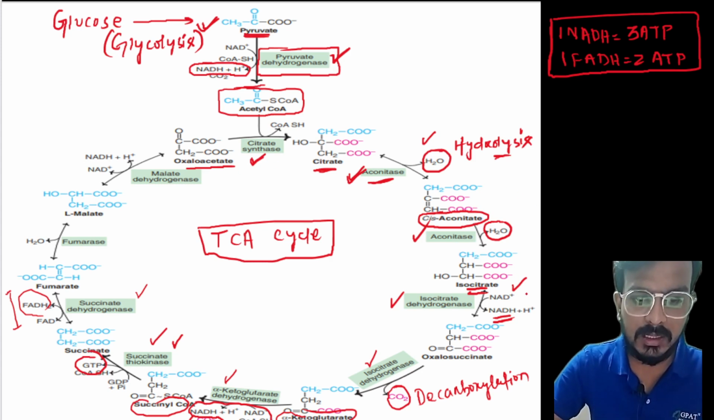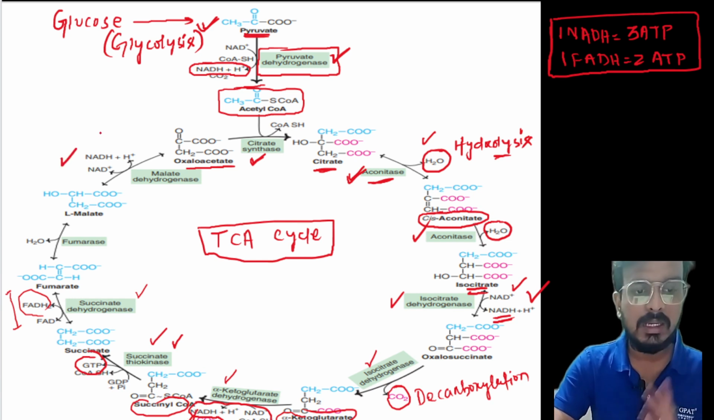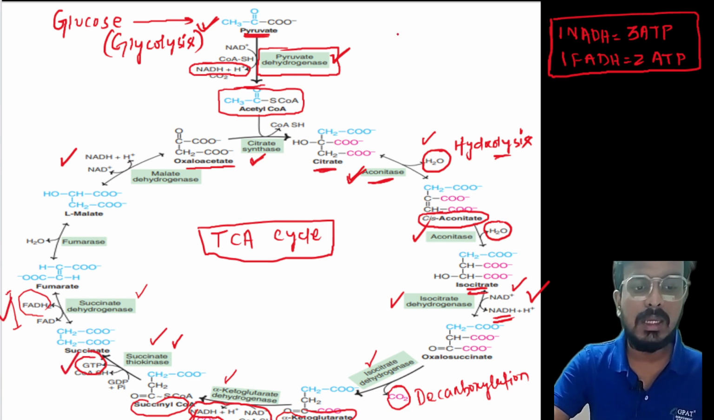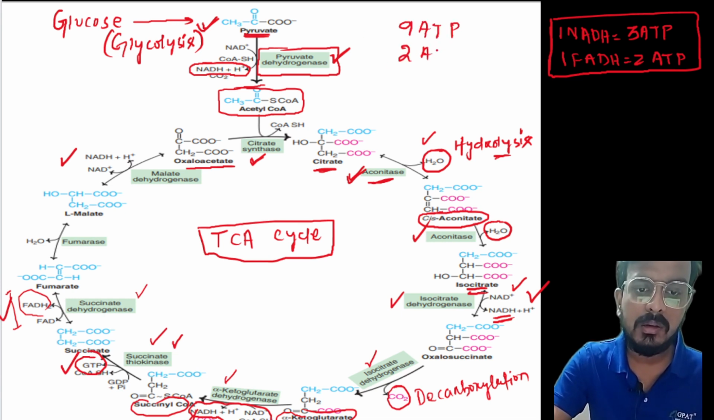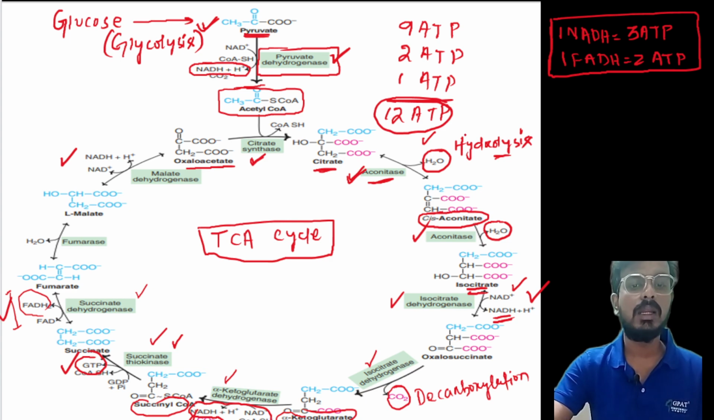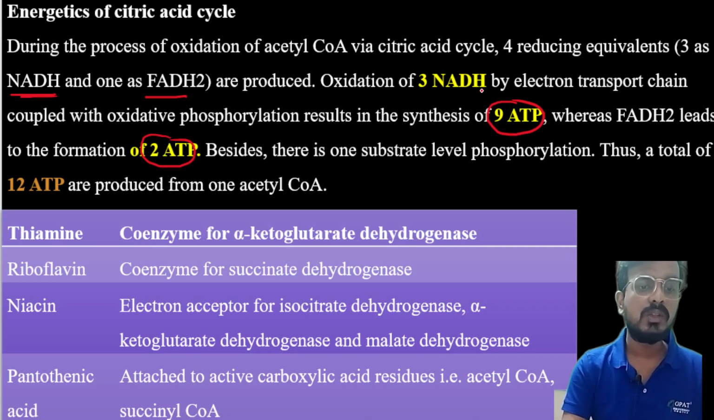So the number of total NADH is 1 here, 1 here, and 1 here. 3 NADH, 1 FADH2, 1 GTP. So a total of 3 NADH means 9 ATP, 1 FADH2 means 2 ATP, and 1 GTP is calculated as 1 ATP. So 9 plus 2 plus 1, when added, is 12 ATP. So the total number of ATP produced from one citric acid cycle is 12 ATP.